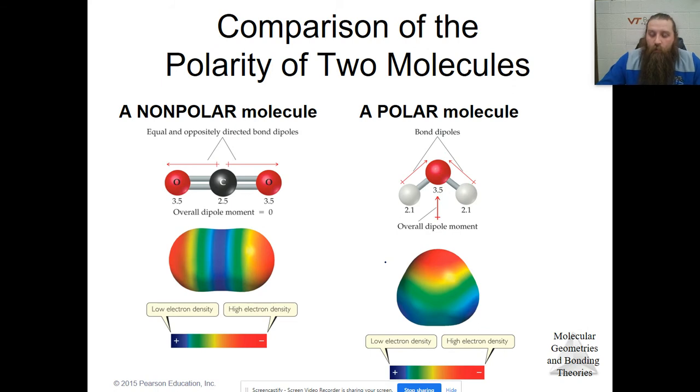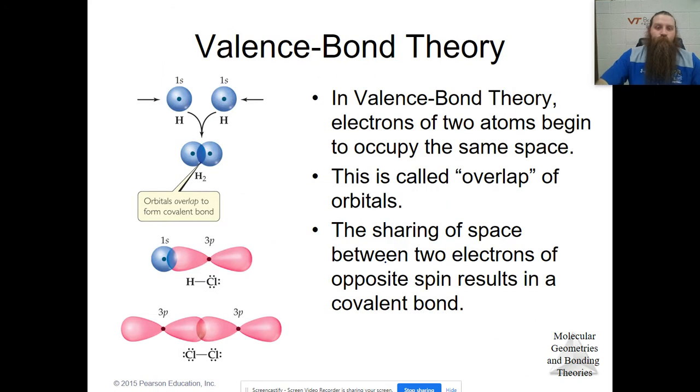They don't coincide. They're not canceling out. Now, valence bond theory tells us that, and we're kind of switching gears a little bit here, because we want to talk about how the electrons actually bond with each other. How do they work together to create a bond? So valence bond theory tells us that if electrons of two atoms get close enough, their orbitals will overlap. And the sharing of space between two electrons, if they have opposite spin, creates a covalent bond.